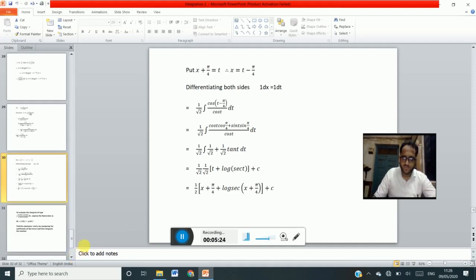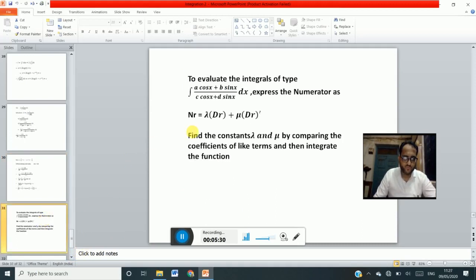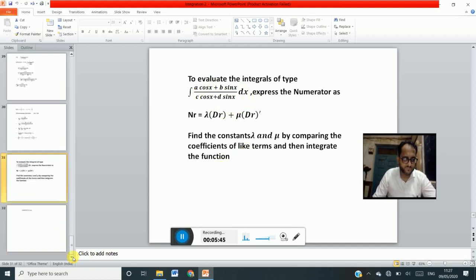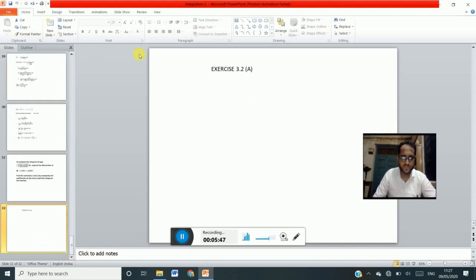Then some examples are given in the text exercise, so try to solve those. And tomorrow we will see the examples of this standard form of integration, that is the integration of (a cos x + b sin x) upon (c cos x + d sin x), right? So this is the standard form, and how we solve examples of this type we will see in the next lecture. Now you have to solve the examples of exercise 3.2 and complete that, right?